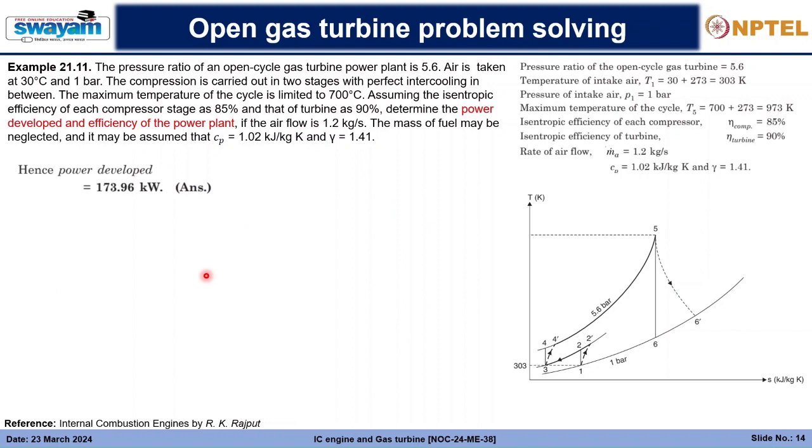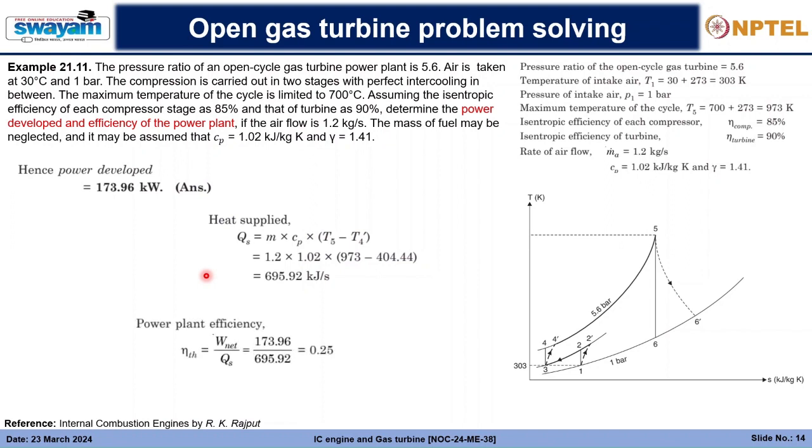We need to calculate the efficiency of the power plant, so we need the heat input. The heat supply will be m Cp into T5 minus T4 dash. That will simply amount to 695.92 kilojoule per second. Then the power plant efficiency will be only 25% in this case.